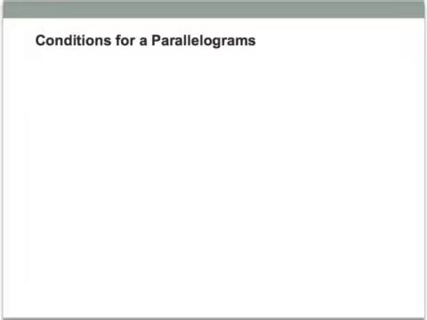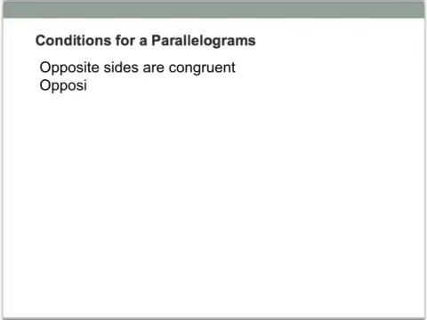Okay, so we're going to start by reviewing the 4 conditions for parallelograms. And you will find these in your section 6.2 notes. So the first condition that we're going to talk about is opposite sides are congruent. Second condition, opposite angles are congruent as well.